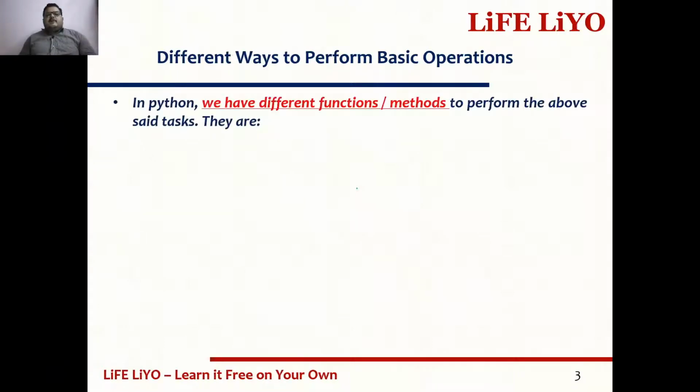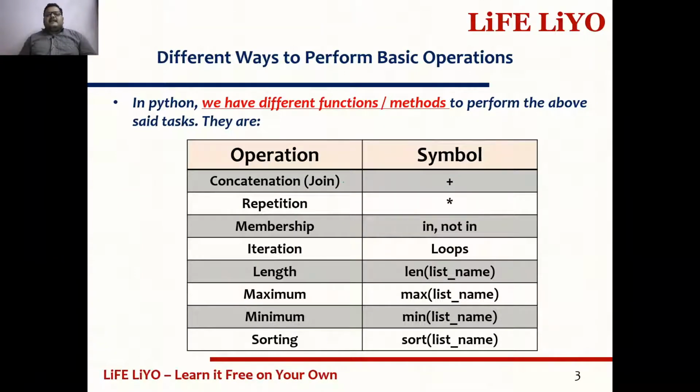To perform these operations, we have some functions as well as methods. For concatenation or joining, we have a symbol called the plus symbol. For repetition, we have a symbol called asterisk. For membership, we have in and not in. Iteration, we can use in loops. For length, we have a function called len. For maximum, we have a function called max. For minimum, we have a function called min. And for sorting, we have a function called sort.